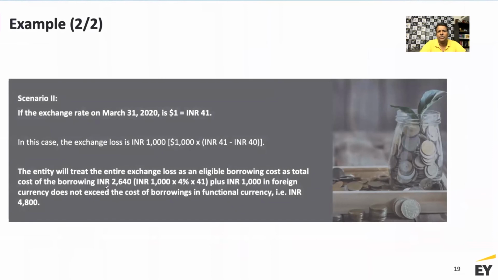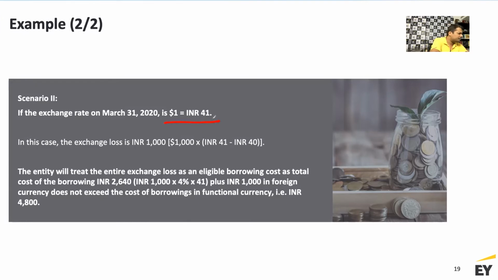Let's try and understand this with another example. Scenario 2. If the exchange rate on 31st March 2020 is not 50 but 41, then what do I do? In this case, the exchange loss is INR 1,000, not 10,000, because rupee has only moved by 1, so 1 multiplied by 1,000 is my loss. Now, if I would have borrowed money in the functional currency, my total cost still would have been 4,800. But here my total cost in foreign currency is the interest which I'm paying, which is 2,000 plus the exchange loss of 1,000.